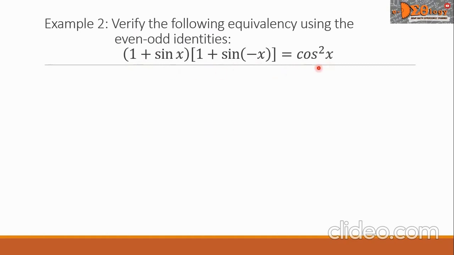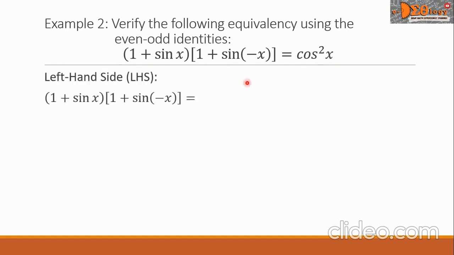In this problem, we can see that the right hand side is already simple and the left hand side is a little bit complex. So we will simplify the left hand side to equal that right hand side. I will copy again the left hand side here. There is a term here, the sine of negative x, to be simplified using the even-odd identities.